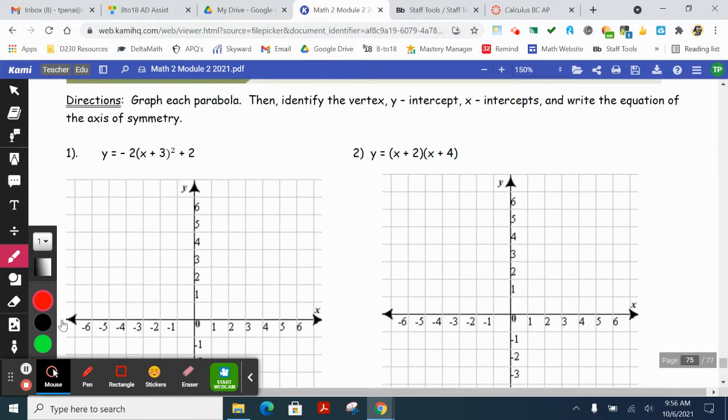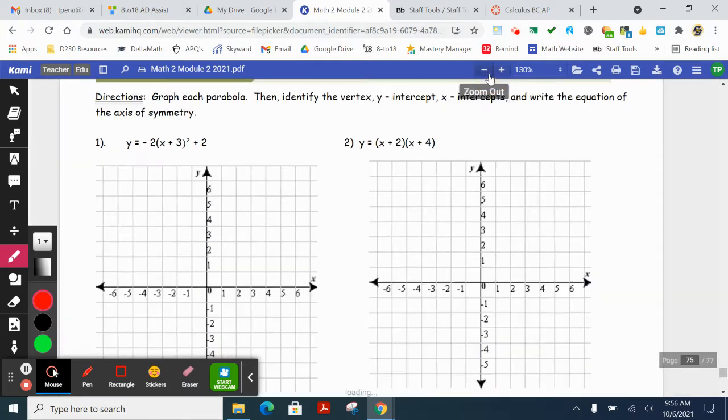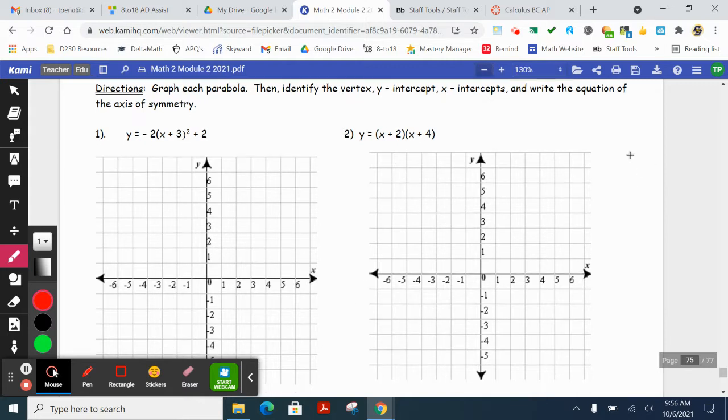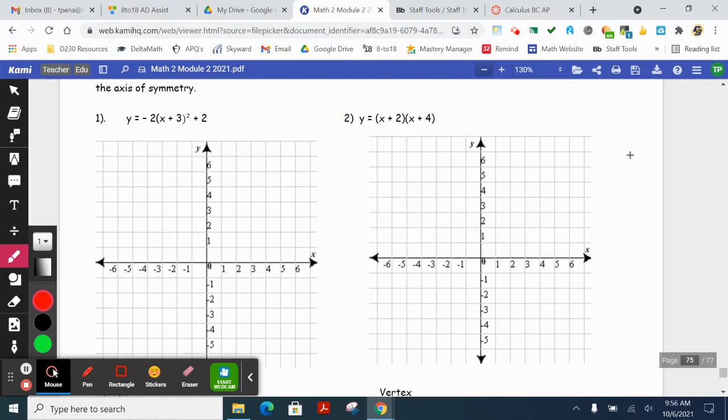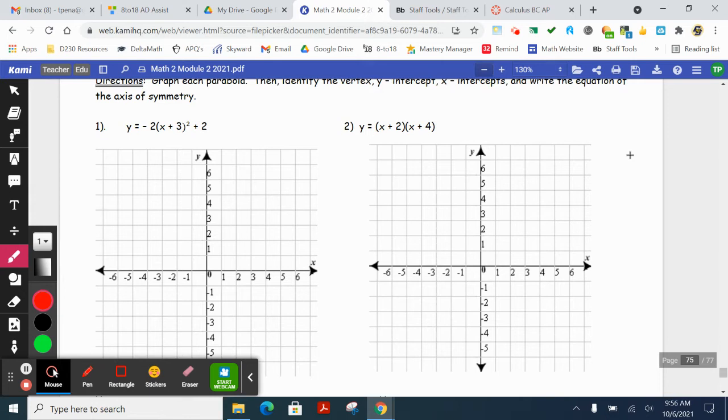All right, first few things we have quizzed on, and it went reasonably well, where I want you to graph each parabola. And then you're going to identify the x-intercept, y-intercept, x-intercept, all that stuff, the vertex. And then you're going to write the equation of the axis of symmetry. All right, so if I give you number 1, first identify what form this is in. Is this standard form? Is this vertex form? Or is this in factored form? When we look at this we should hopefully recognize it as vertex form.